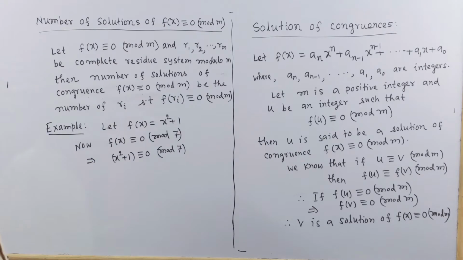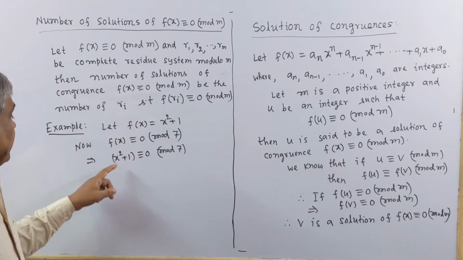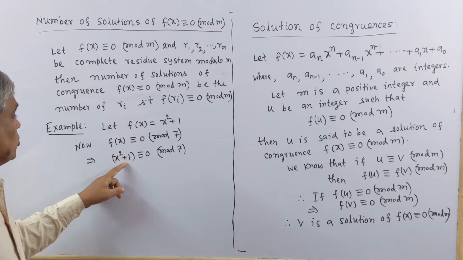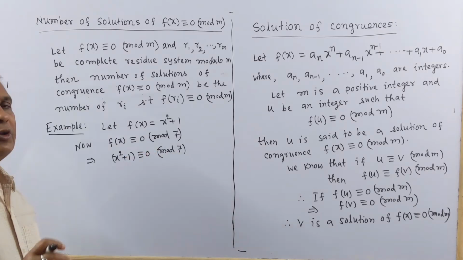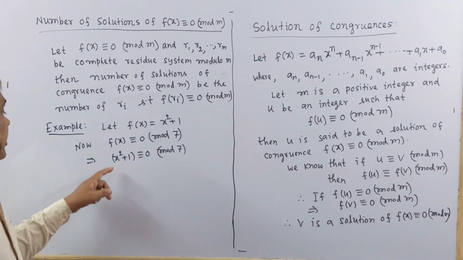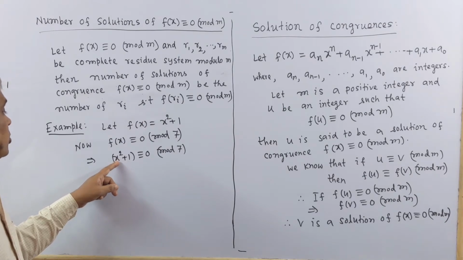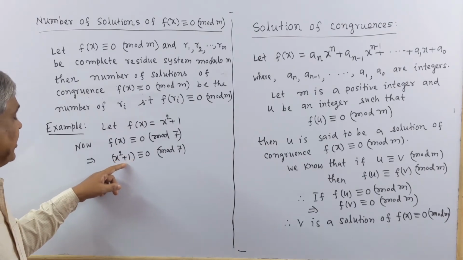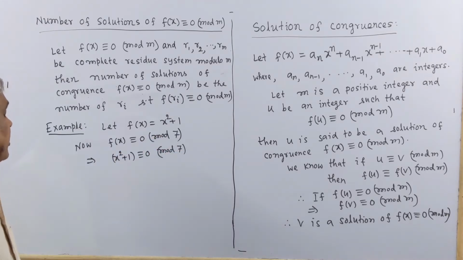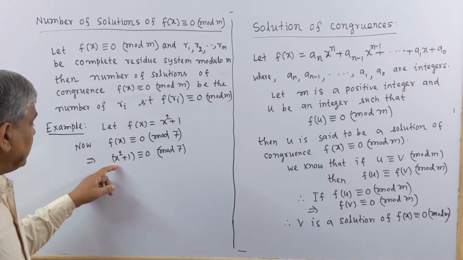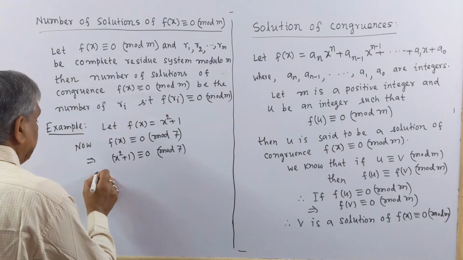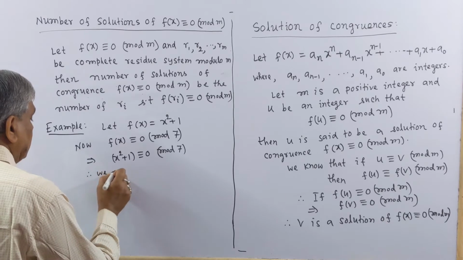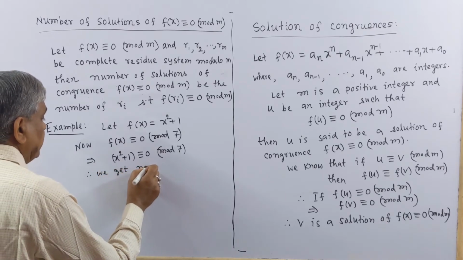We may not get such a positive integer. If we take x equal to 1, then 1 square plus 1 means 2, and 2 minus 0 means 2 is not divisible by 7. Similarly, if we take x equal to 2, we get the result 5, which is not divisible by 7. We may not get any such integer. So, here we get no solution.